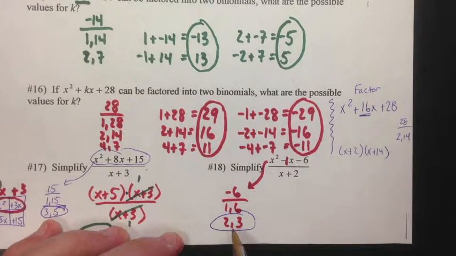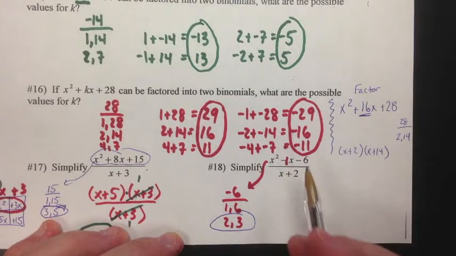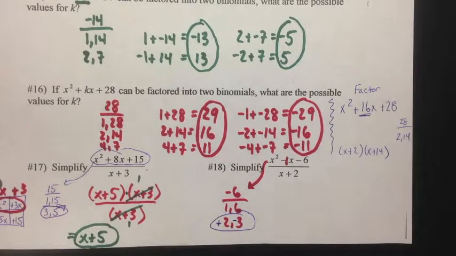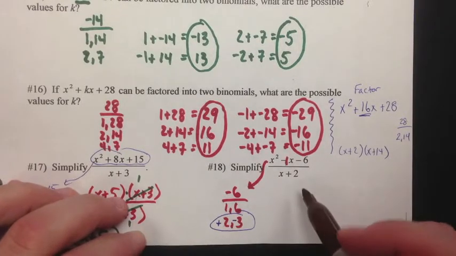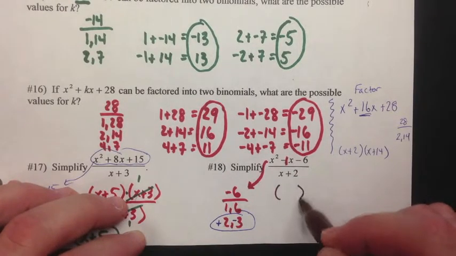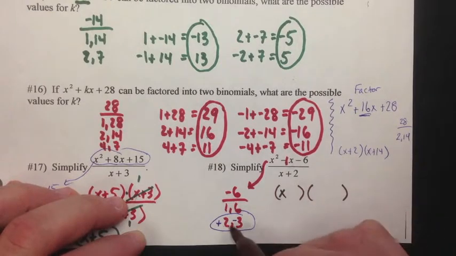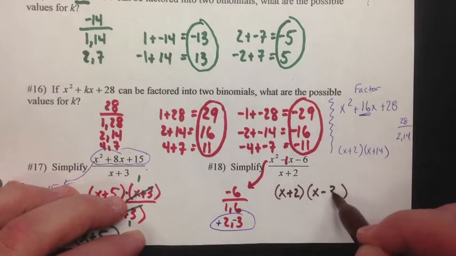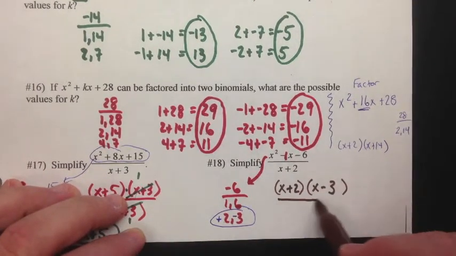Now one of these is plus and one of these is minus. If the middle term is negative, this is negative 1, that means the bigger factor is negative. So it's positive 2 and negative 3. 2 minus 3 is negative 1. That's good. So what we get here, let me rewrite the fraction. So we have on the top, the factor pattern is x plus 2 times x minus 3. Now the denominator doesn't change, it's x plus 2.